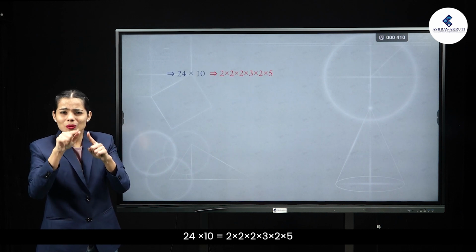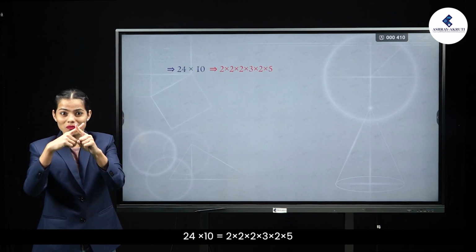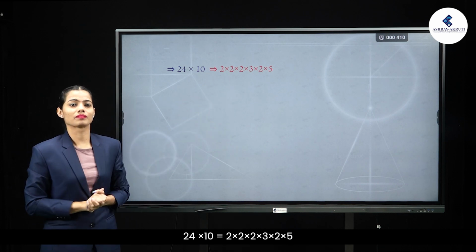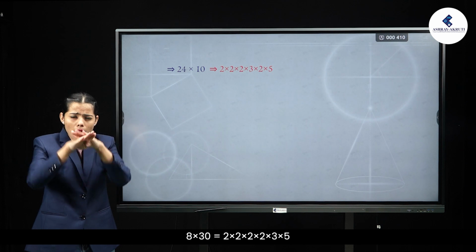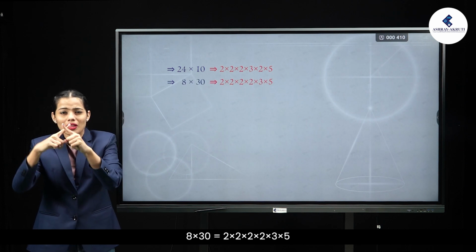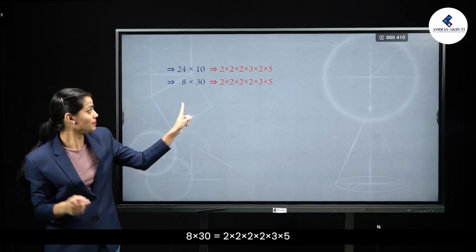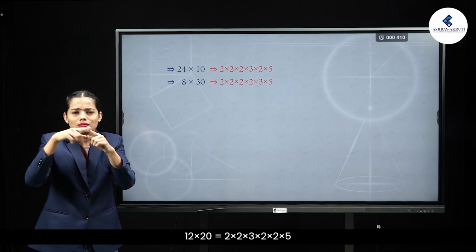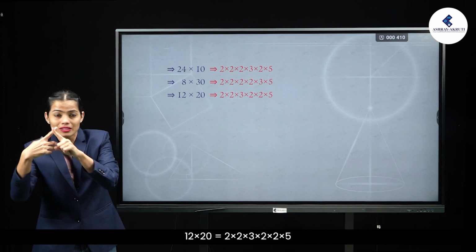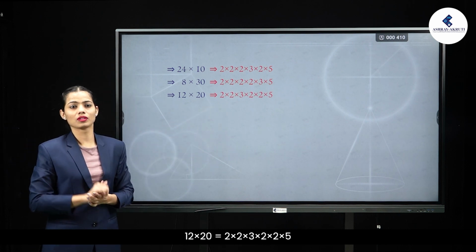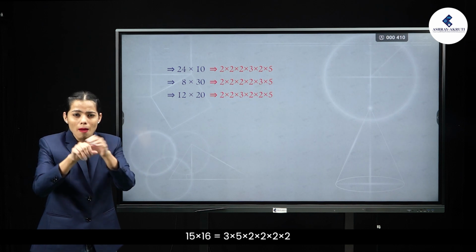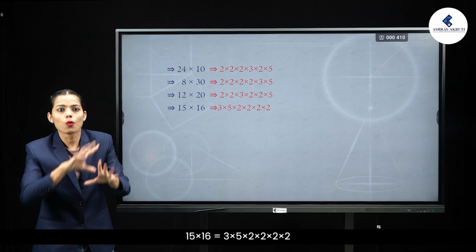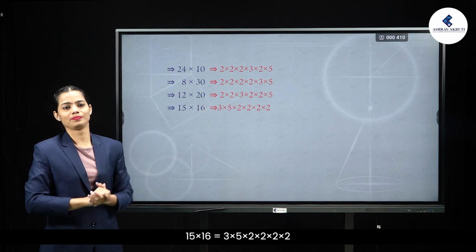24 × 10 is equal to 2 × 2 × 2 × 3 × 2 × 5. 8 × 30 is equal to 2 × 2 × 2 × 2 × 3 × 5. 12 × 20 is equal to 2 × 2 × 3 × 2 × 2 × 5. 15 × 16 is equal to 3 × 5 × 2 × 2 × 2 × 2.